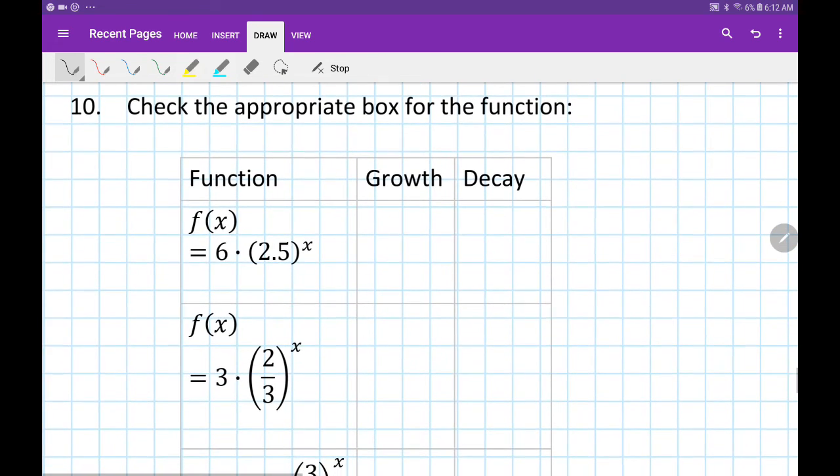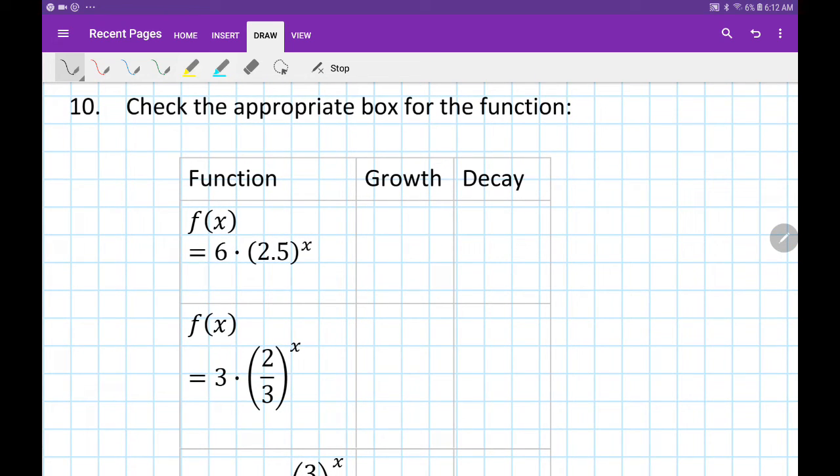All right, number 9. So you want to identify growth or decay for each. So first, remember, only the base matters. So look at the base. If I have a times b to the power of x, I'm only going to look at b to see if it's growth or decay. If it's greater than 1, it's growth. And if it's less than 1, it's decay. And I ignore the number in the front.